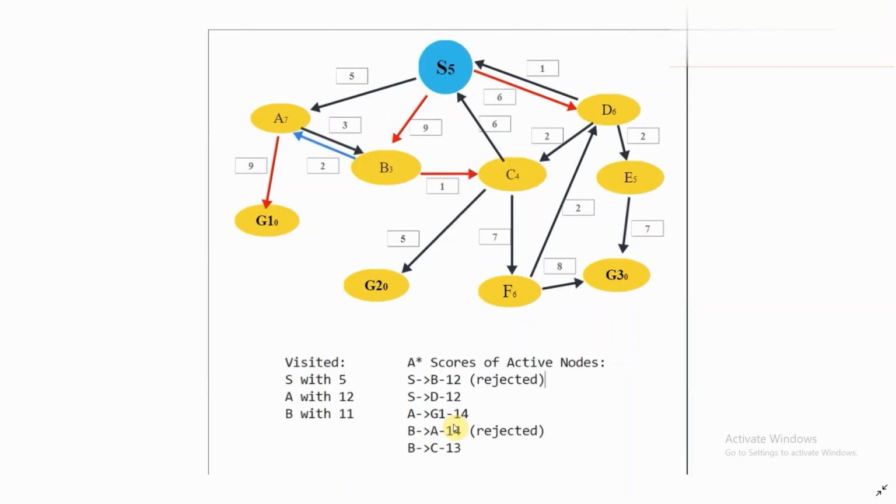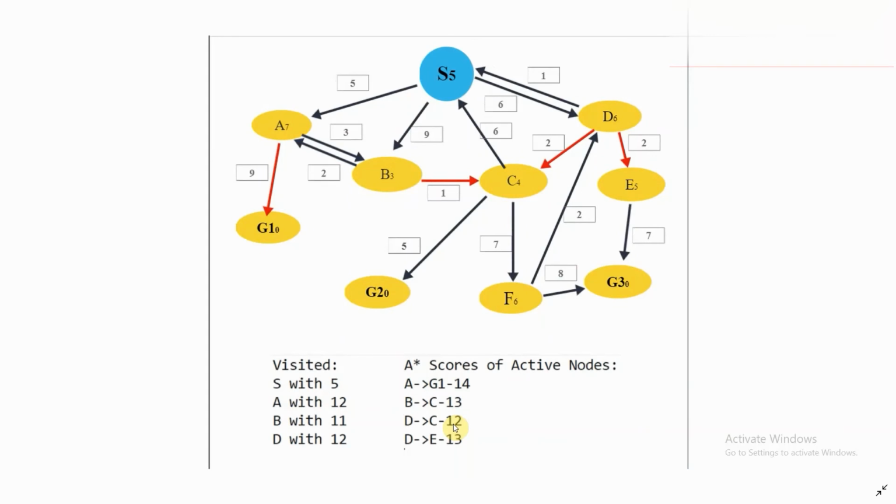This time we have the following active paths marked in red. We list down the A star scores, but we reject 2 of the paths. The A star score of path B to A is 5 plus 3 plus 2 plus 7, which is 17. We have already visited A with an A star score of 12, so we reject this path. Similarly, the path S to B is also rejected. Among the paths that are left, the path S to D has the minimum A star score, so we choose D and move on.